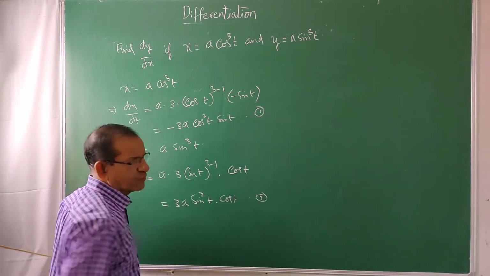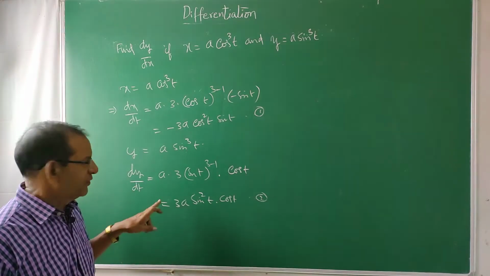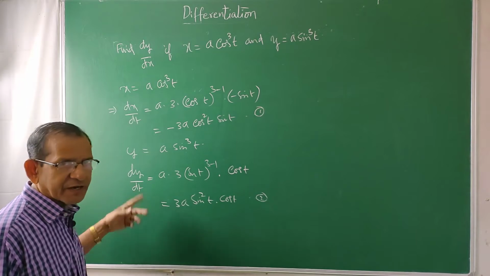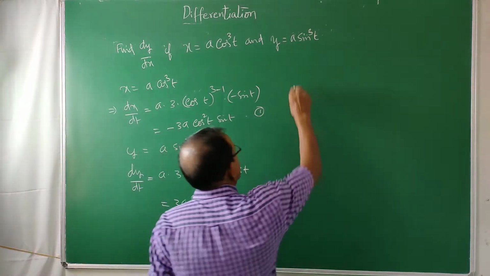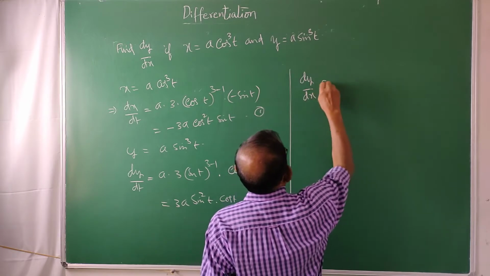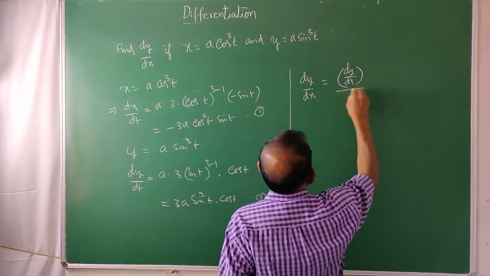This is 2. Now we have to find out dy by dx. We have to take second by first, not first by second. dy by dt by dx by dt, how to take. So dy by dx is equal to dy by dt by dx by dt.